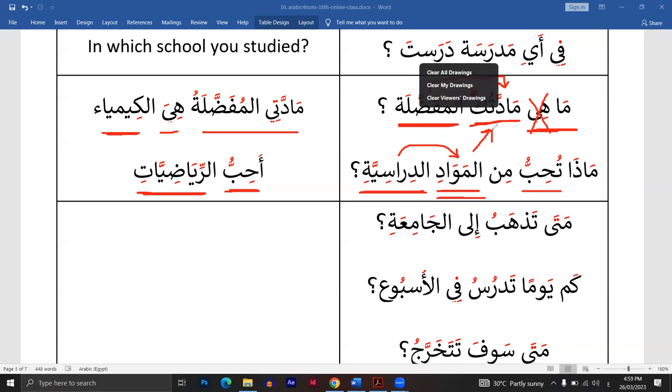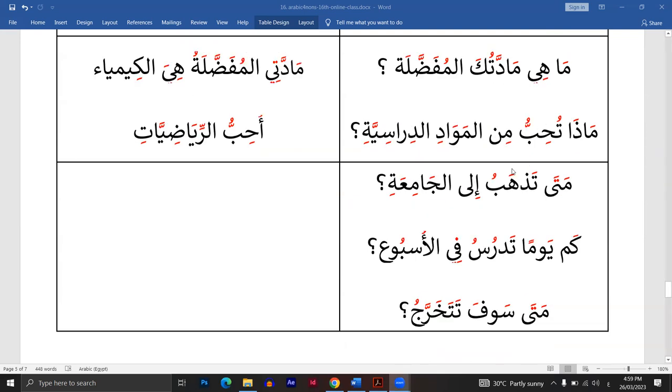Okay, then we can ask about the time and the number of days we go to university. Mata means when, it is asking about the time. Mata tadhhabu ila al-jami'a? When do you go to the university? Maybe you go in the morning or in the evening, whatever.